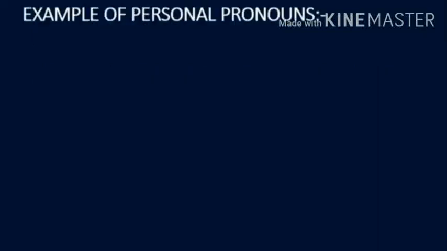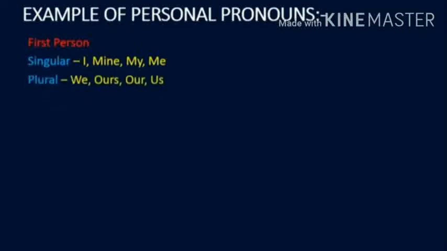The first person who is speaking, the second person who is spoken to, the third person who is spoken of. Now some examples of personal pronouns: first person singulars are I, mine, my, and me. First person plurals are we, ours, our, us.